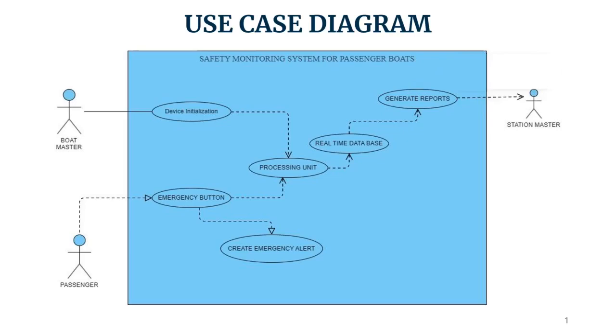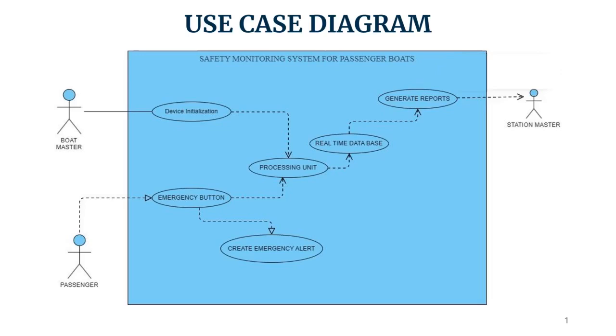In our use case diagram, a boat operator starts the boat. The device will initialize and then it will send a signal to the processing unit. The processing unit continuously checks for the parameters based on the sensors we are using in the system, and that will send the parameters to a real-time database as values. Then it will create a report that can be accessed by the station master.